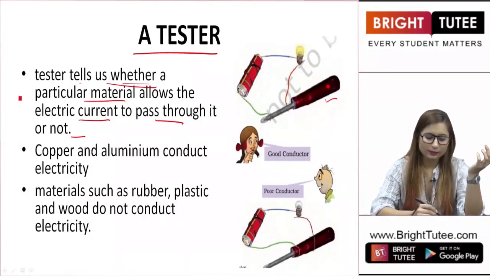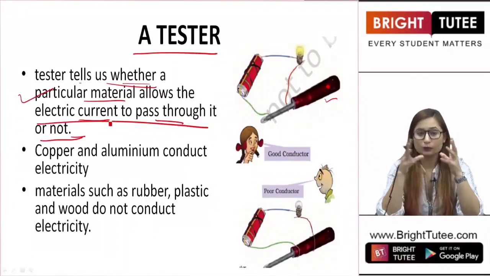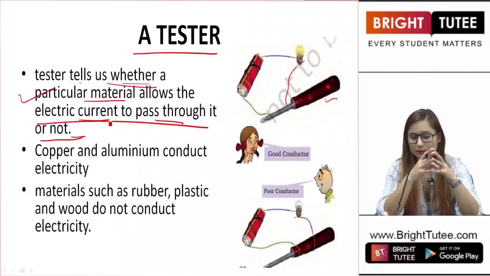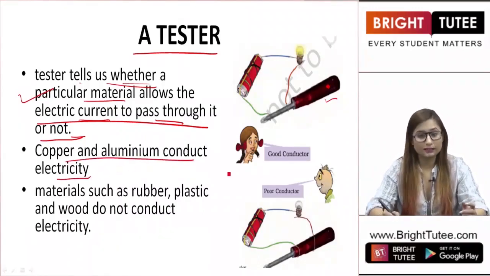So what is the main function? It tells us whether a particular material allows the electric current to pass through it or not. If the electric current is passed, then the bulb glows. If the electric current is not passed, that means that the substance does not allow electricity to pass through it. Right, students? Copper and aluminium conduct electricity.